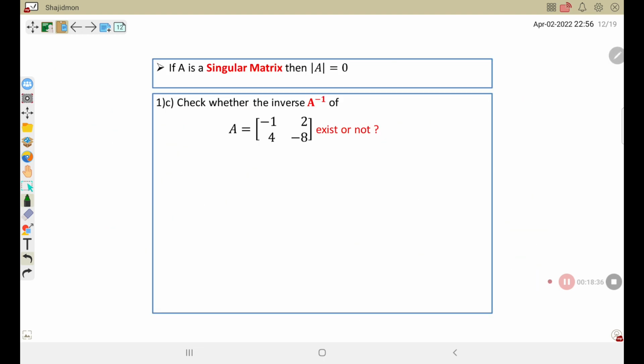Now, one important thing we need to tell here. For example, this question.